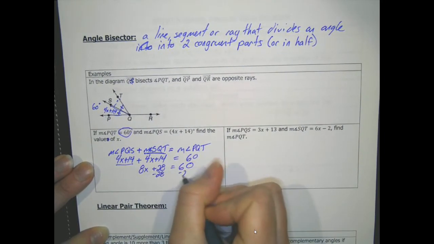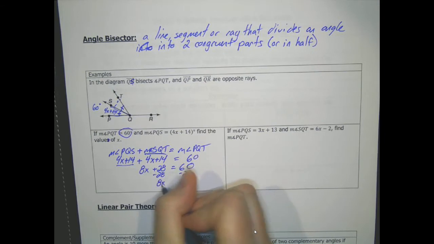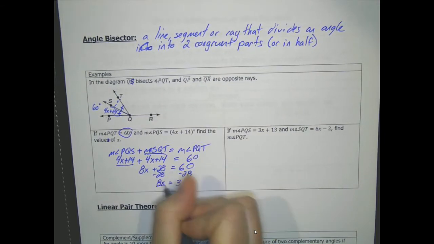Subtract 28. Subtract 28. 8x is equal to 32. Divide by 8. Divide by 8. x is equal to 4.